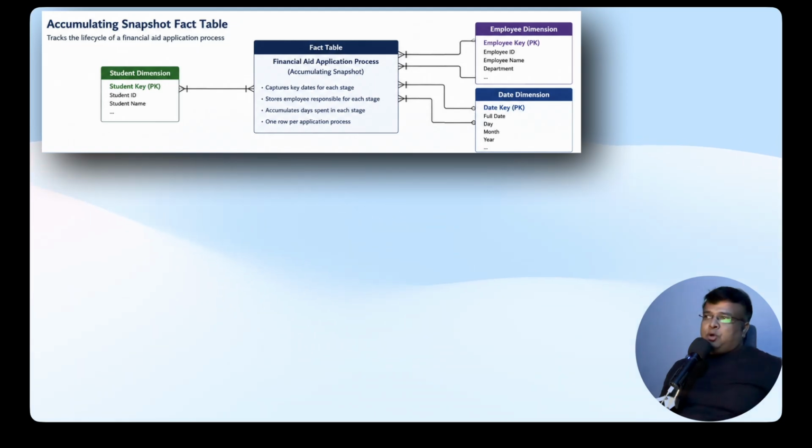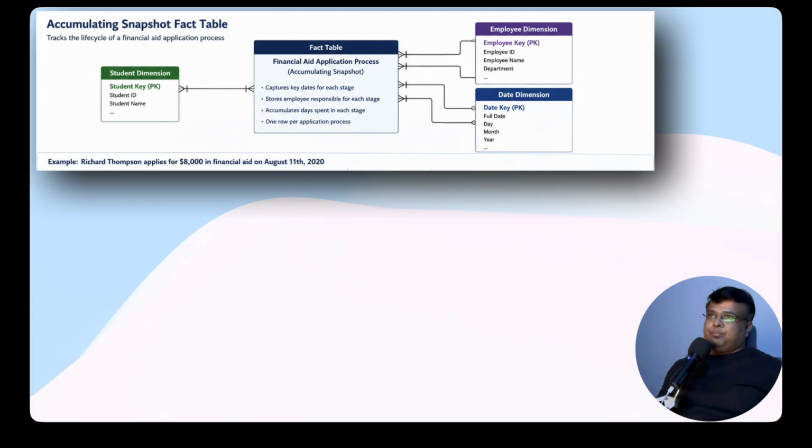Now, one important thing to notice here is that the fact table has multiple relationships back to the date dimension and the employee dimension. Why? Because throughout this life cycle of a financial aid application, multiple dates and multiple employees are involved. Different people handle different stages and each stage starts on a different day. So let us make it much more practical with actual data.